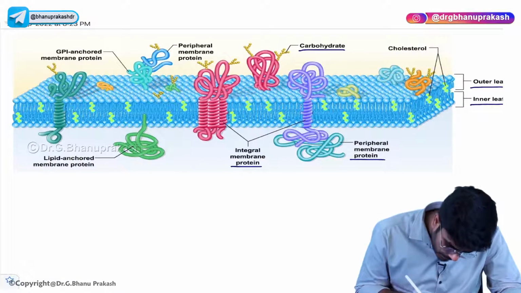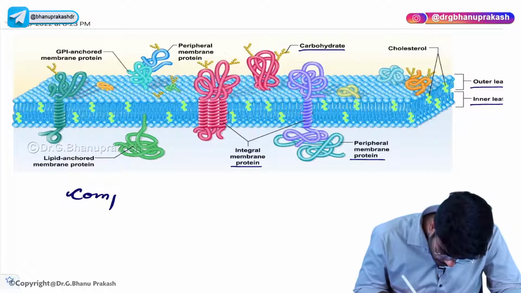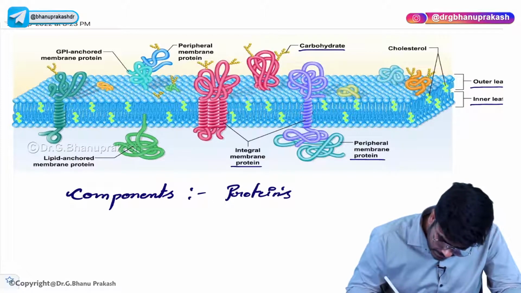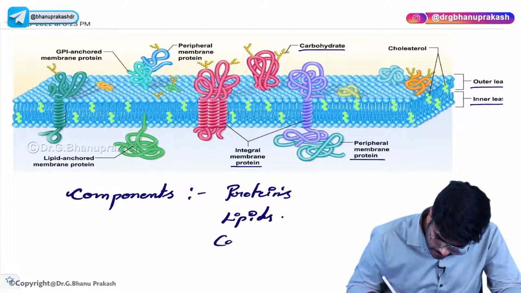So let's write it down here. Components. What are the components of the cell membrane? The first component is proteins. Second component is lipids and carbs.